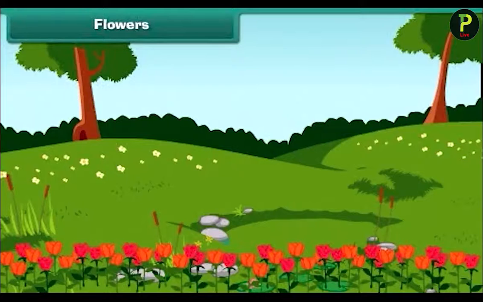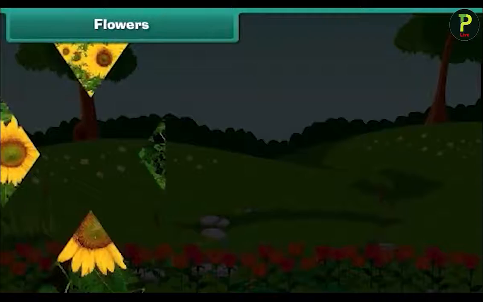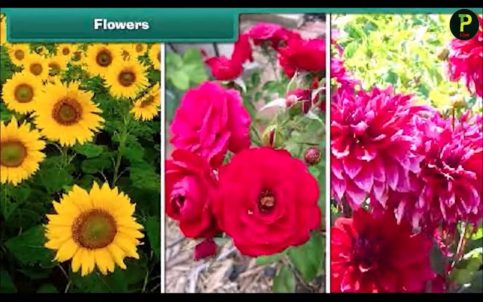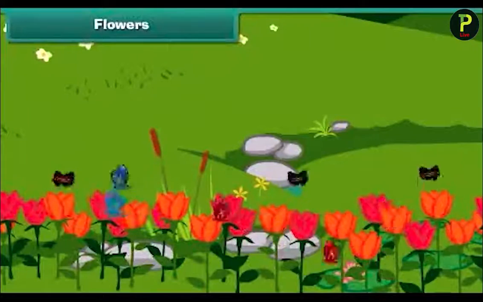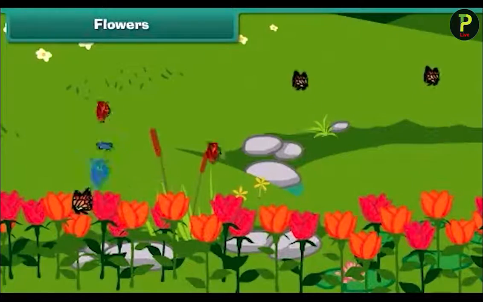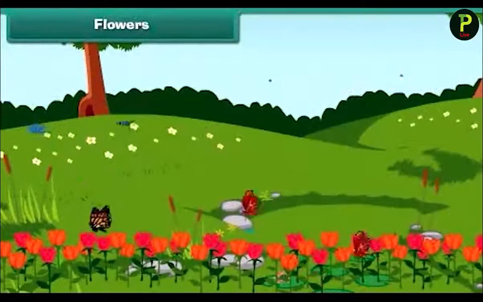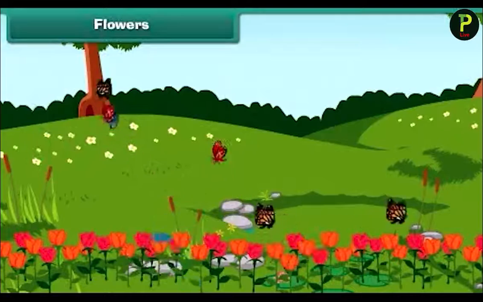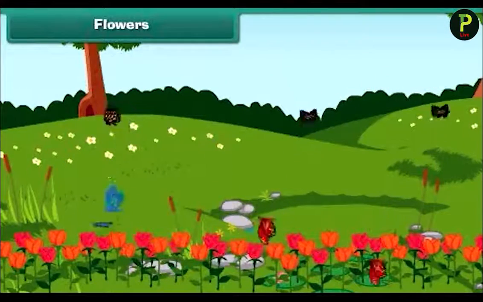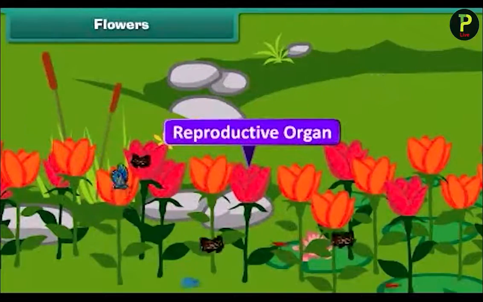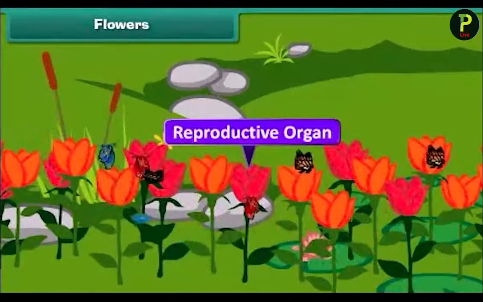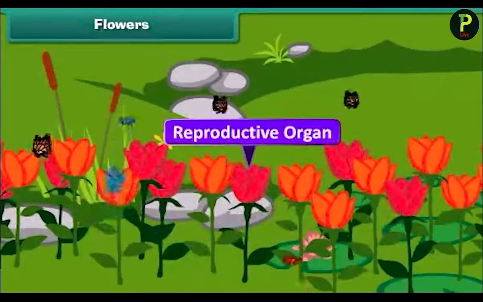Now, let's highlight the most attractive and beautiful part of the plant, that is, flower. They are of different colors. They are of many shapes and sizes. Most of the flowers contain a sweet smell, and when it spreads, it attracts insects and birds. You will be surprised to know that flowers are also called reproductive organs of the plant, as they help plants in the process of reproduction.